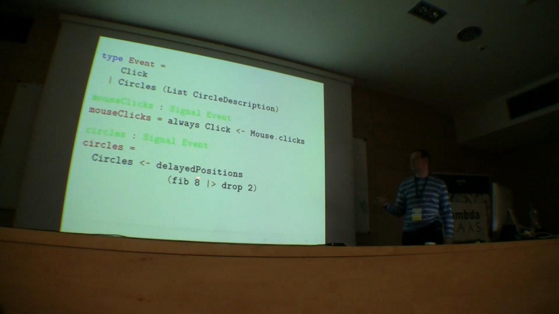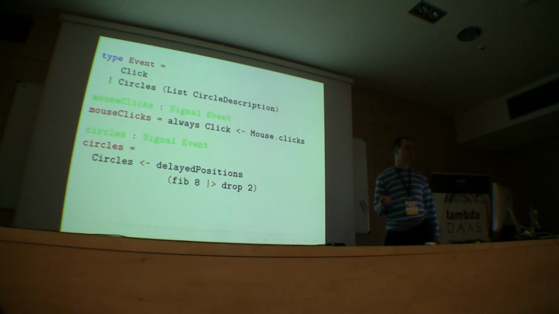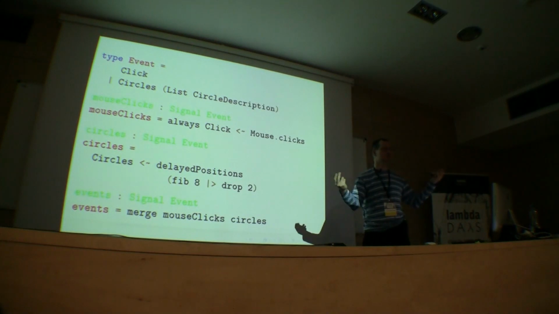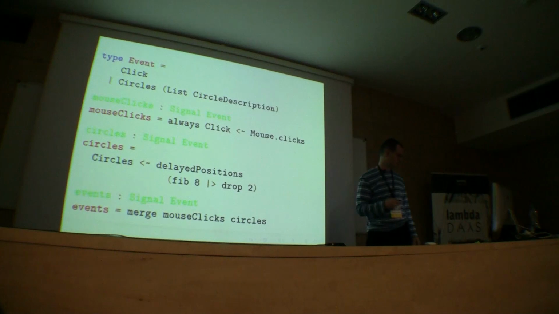The other signal is the signal that I used before. I'm only wrapping it in the circles type constructor. I have now two signals of events. I can simply merge them, and I get a signal of events that represent those two sources of input data.